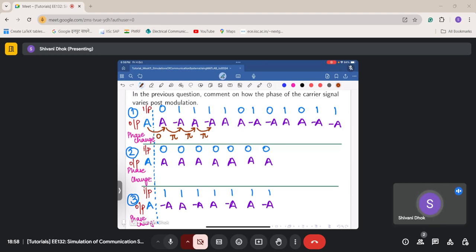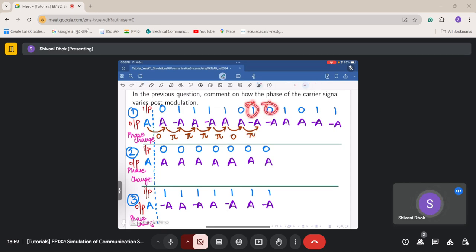We get a minus A after A. And after that, again we had a 1, so again we will have a phase change. So we have this minus A getting converted to A. Okay, but after this 1, we observed a 0, which means that whatever phase we had, there shouldn't be any phase change. So now we have no phase change. But after the 0, again we had this 1, which means again we'll introduce a phase change here.